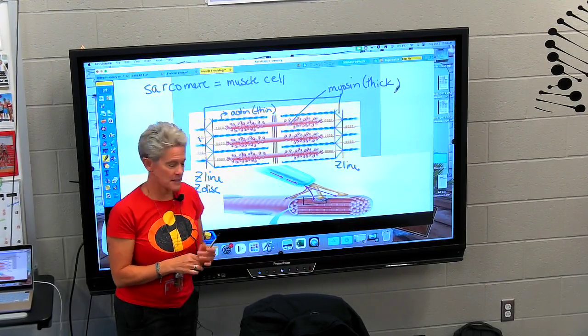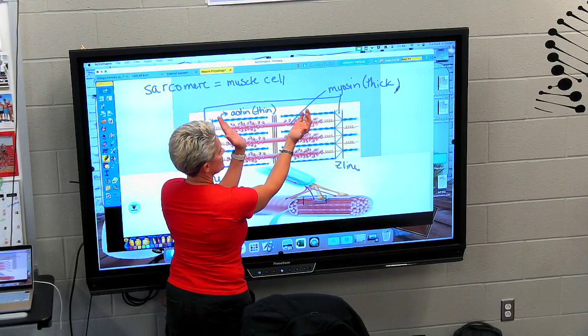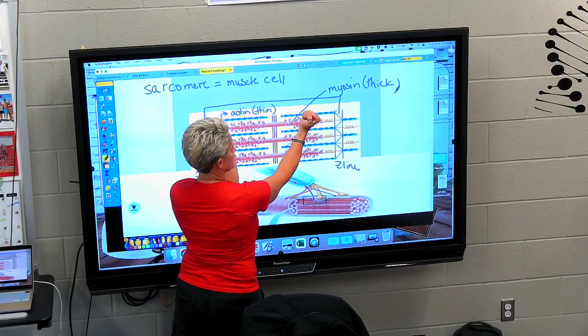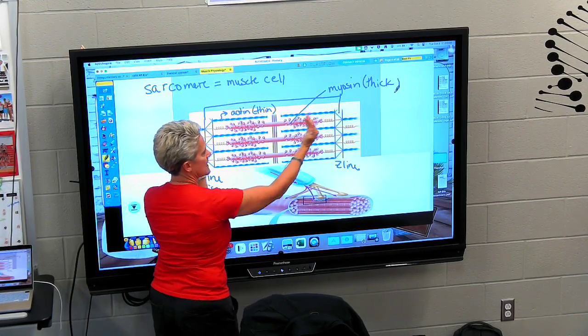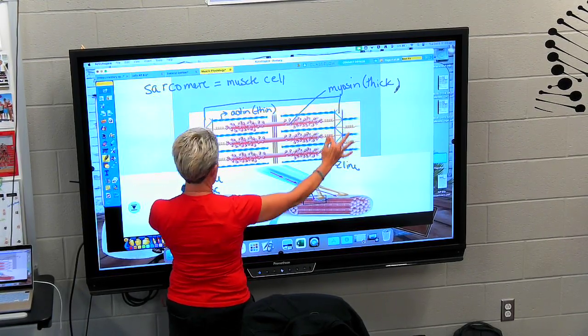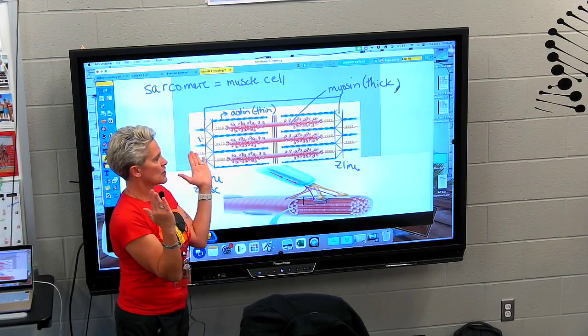And what happens is when it receives the message, myosin goes up and these little hands grab onto actin and they pull it in, like this. They sort of ratchet it in. And since actin is attached to the Z line, it pulls this whole thing in closer together.